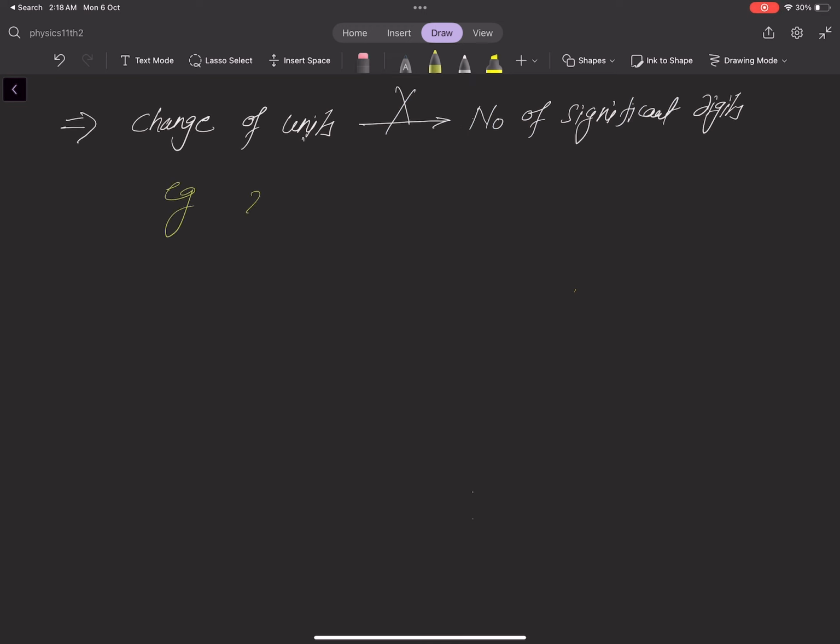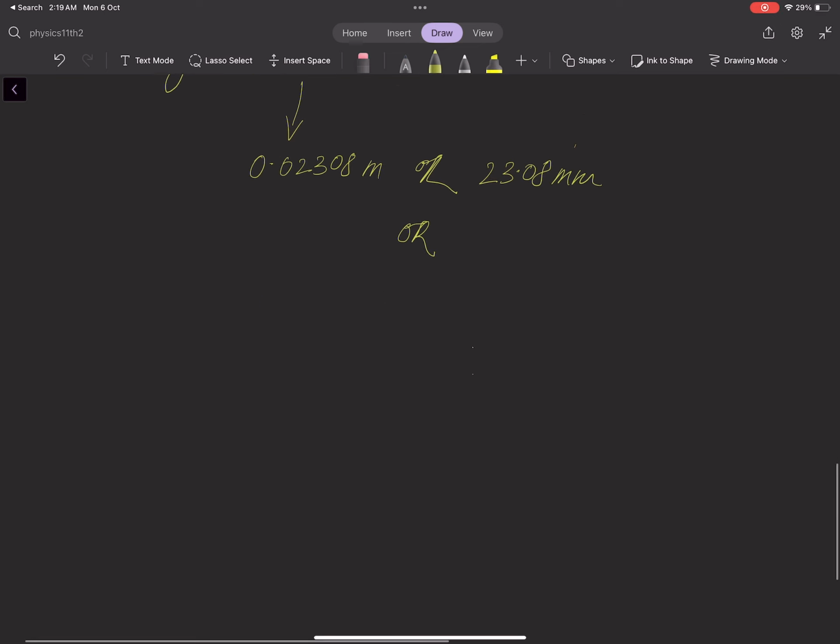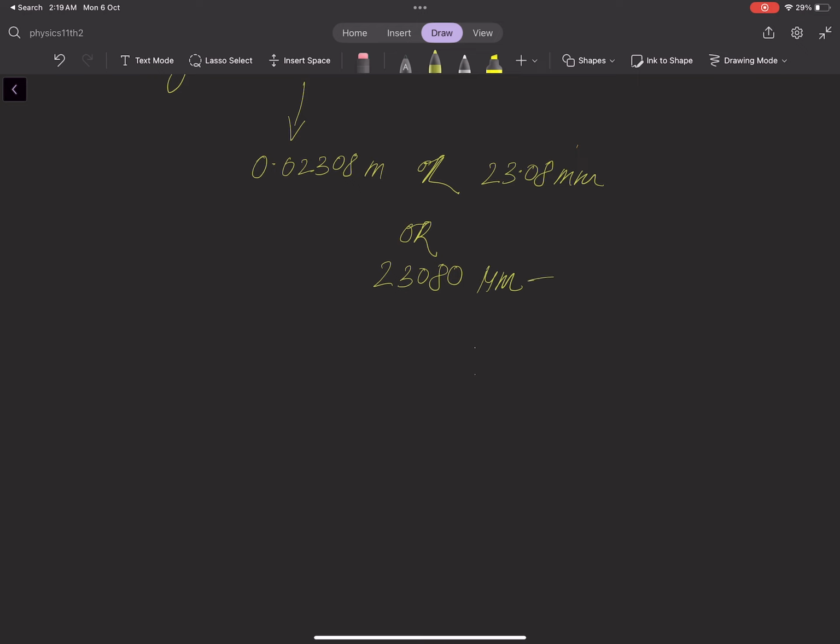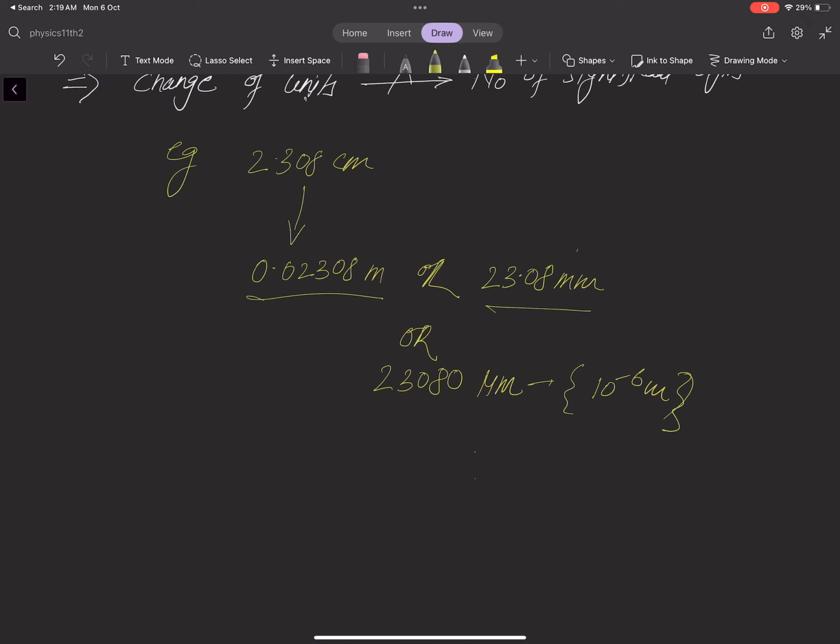Let's take an example. 2.308 centimeter. It has 4 significant figures, right? But in different units, the same value can be written as 0.02308 meter or 23.08 mm, or it can also be written as 23080 micrometer, right? So what is micrometer? It is 10 to the power minus 6 meter. All these numbers have the same number of significant figures, that is 4, right?